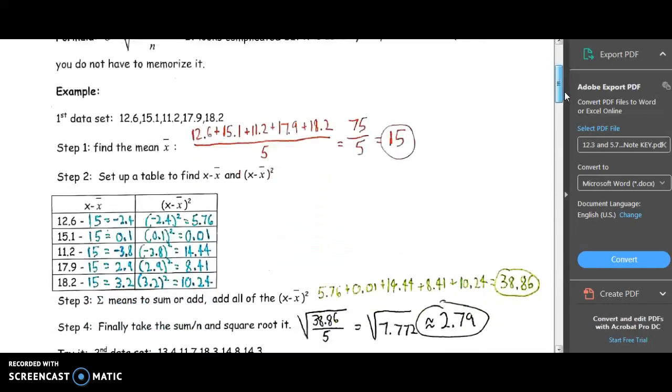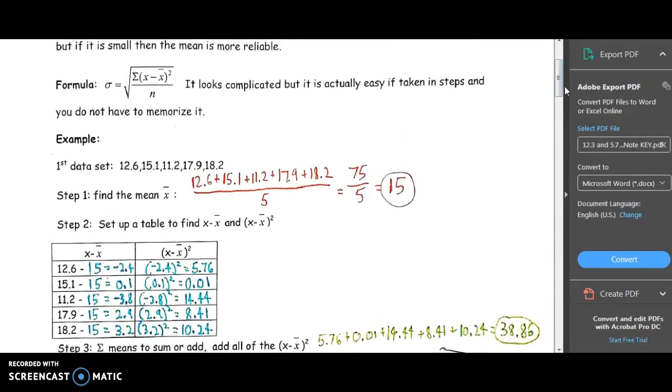What we mean by setting up that table is we're going to take each data item, so 12.6 for example, and subtract the average that we just found, which was 15. We're just going to keep track of that difference. If I take the first number and subtract the average, we get negative 2.4. Second number in that set, subtract the average again, I get 0.1. So on and so forth, because we're just taking those 5 numbers and subtracting 15 every time.